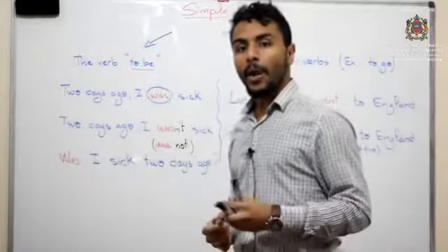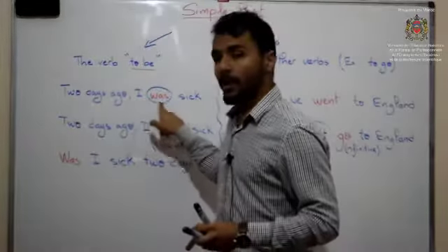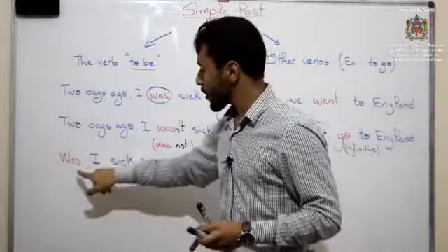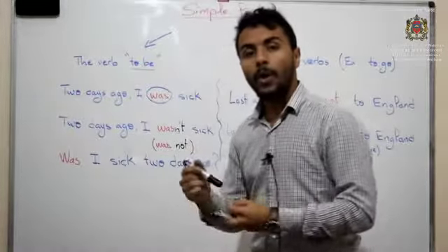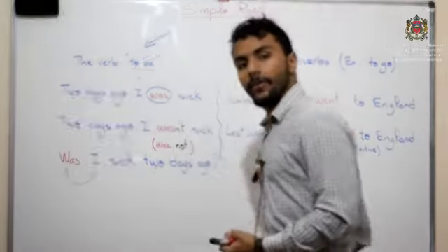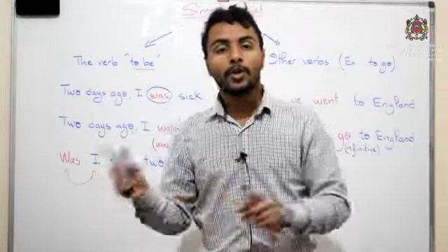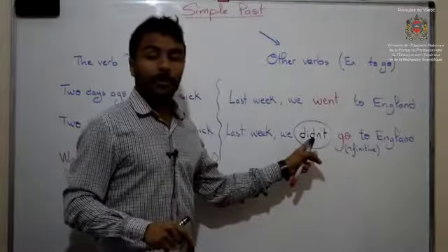Now, when you have a question, it's different. Now, you have to switch place of the verb to be with the subject. Was I. We call it subject-verb inversion. Well, we have that in other verbs, but not with the main verb. For example, go. No, we do that with the verb did.